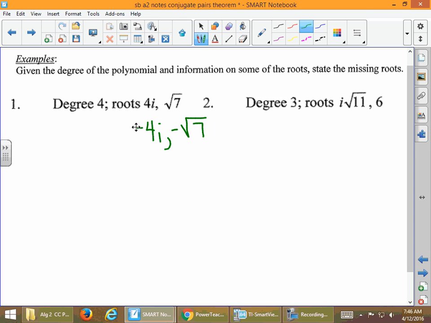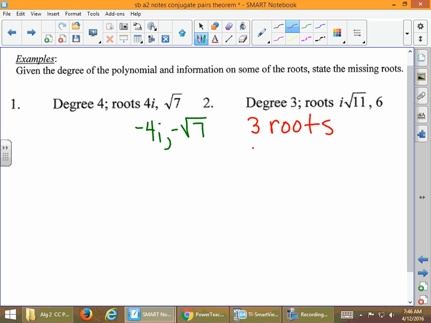Notice on this problem that we have degree 4. How many answers do we have? 1, 2, 3, 4. If we look at the second problem, there's a degree of 3. How many answers or roots or x-intercepts do you think we'll have? 3. If the degree is 3, there's going to be 3 roots.